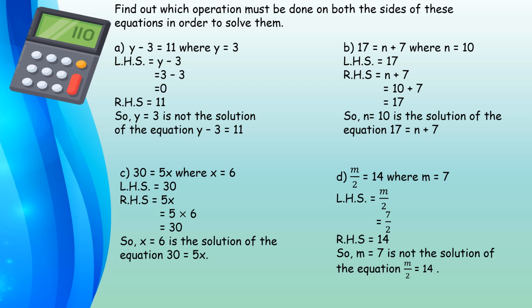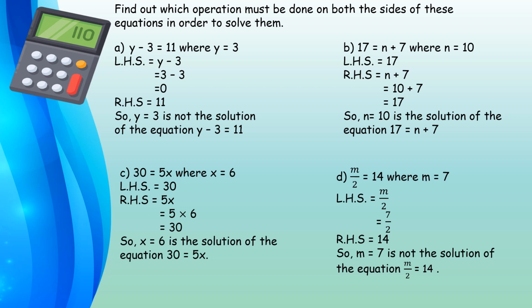Second one. 17 equals n plus 7 where the value of n is 10. Substitute it in the right hand side, that is n plus 7, that is 10 plus 7, 17. Now LHS is already 17, no need to solve anything. RHS we have solved, we got the answer as 17. So here LHS is equal to RHS. Therefore the value n equals 10 is the solution of the equation 17 equals n plus 7.